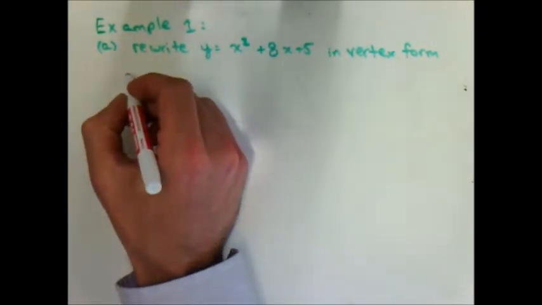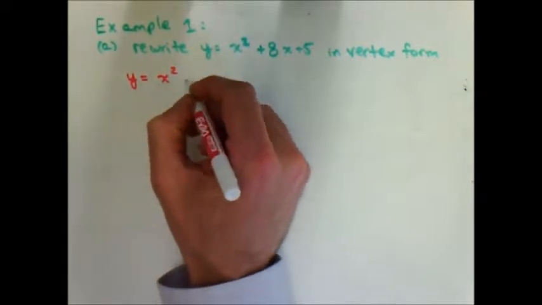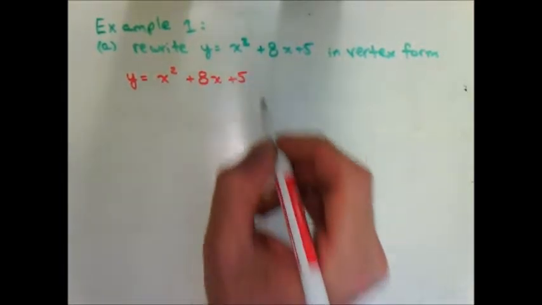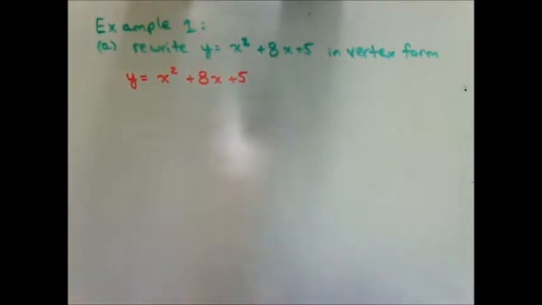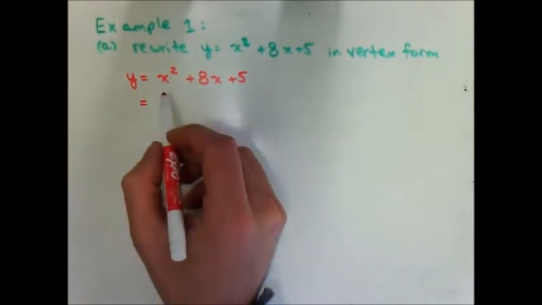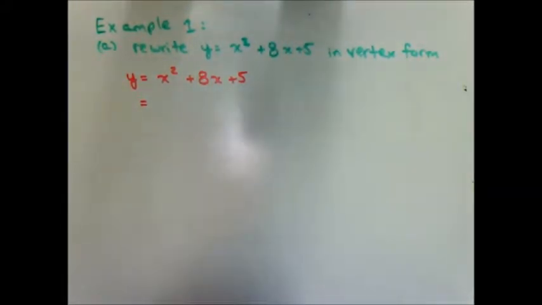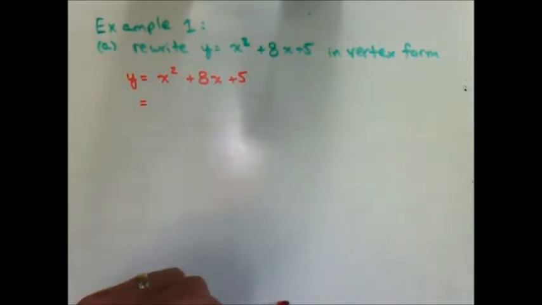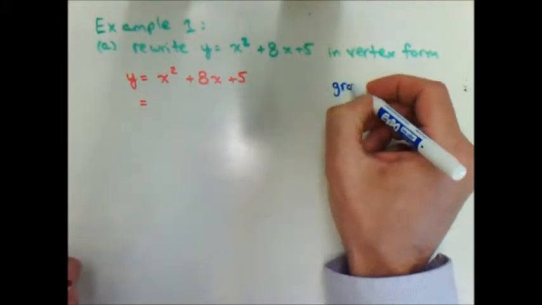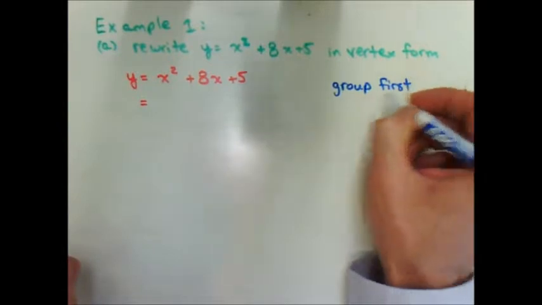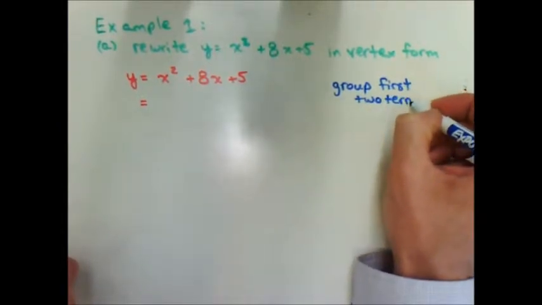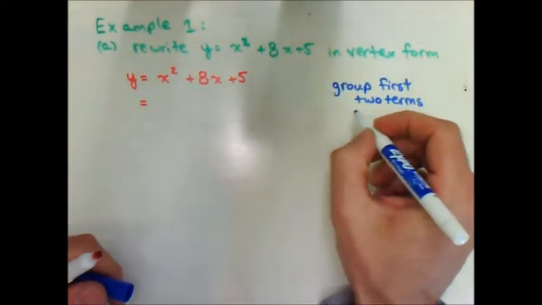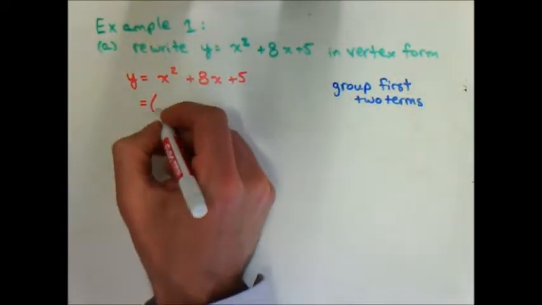So very important. Here we go. I'm going to rewrite our equation. I notice right away that my a, the coefficient in front of x squared, is just 1. So this is a bit of an easier problem to start with. And when I rewrite it again, I'm going to group the first 2 terms. So I'm going to group my term with the x squared and my x term. Use a different color here. So step 1, group first 2 terms. So I'm going to group my first 2 terms here.